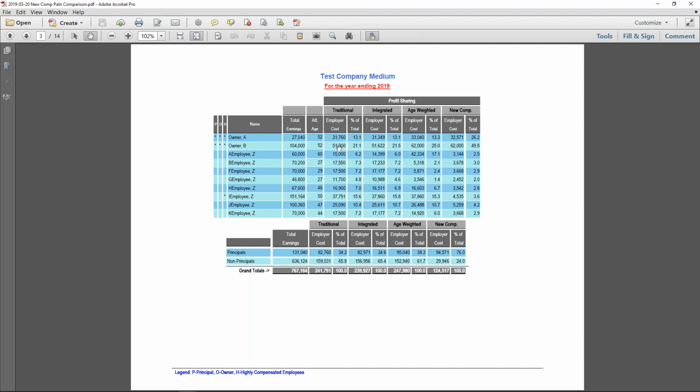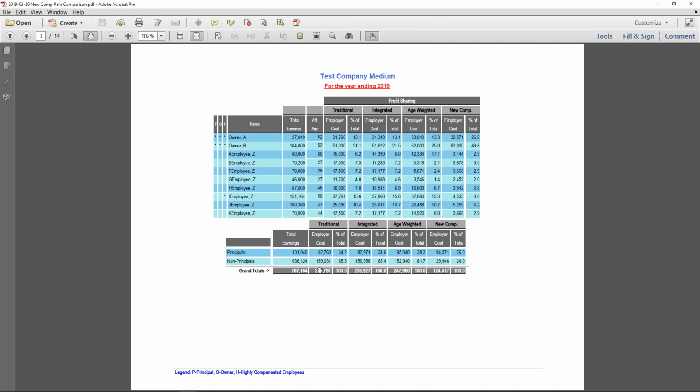amount, here's what they would get in their accounts, 31 and 51. Under the integrated, 31 and 51. The age weighted, 32. And this person, owner B, is maxing out at 62. And then under the new comparability, you can see that they're still maxing out at 62 here, and a little bit less on the spouse than the age weighted. You can see that went down from 33 to 32.